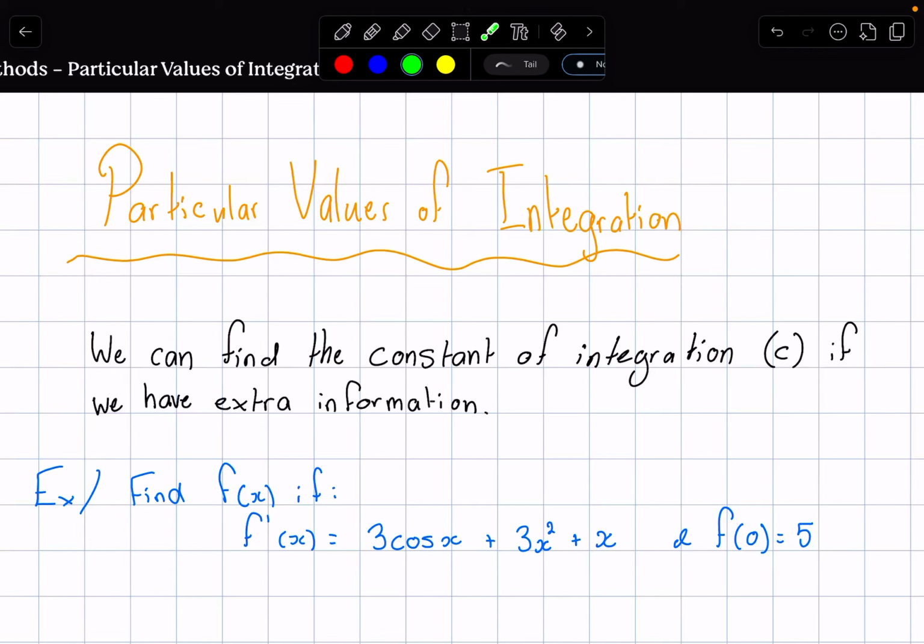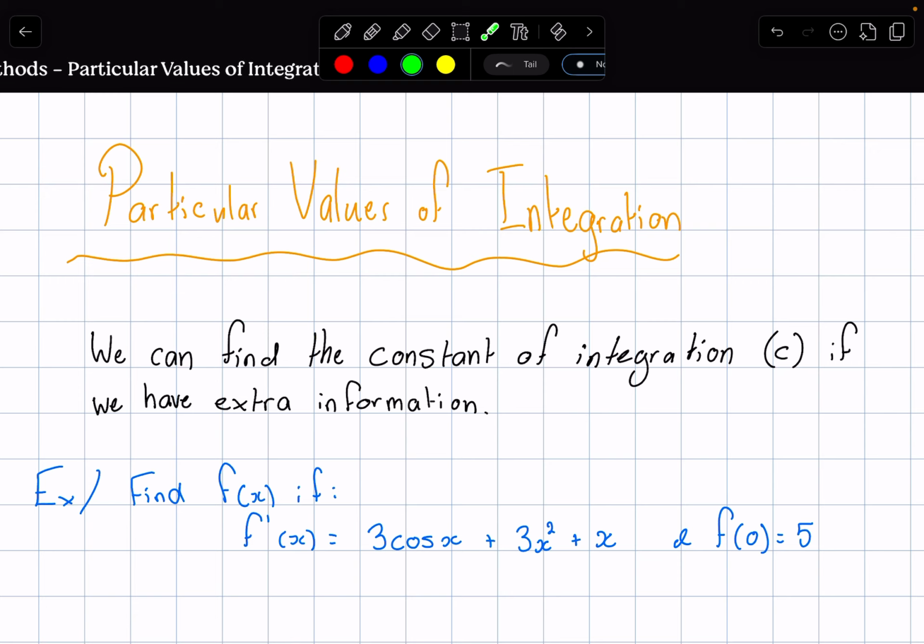G'day team, welcome back to another video, and today we're going to continue looking at integration and extending that idea a little bit further. Now, before I move on completely, I'm going to go through how to find particular values of integration. When I'm talking about that, I'm more referring to the constant of integration, that plus c that we have to put on for those indefinite integrals.